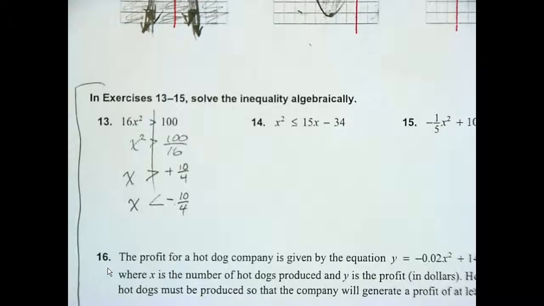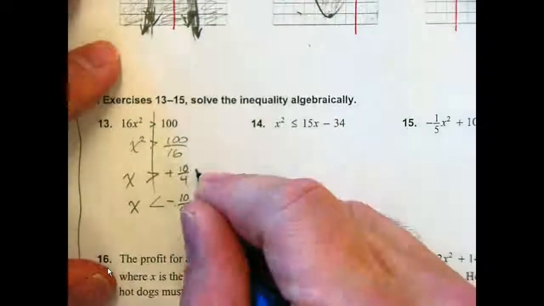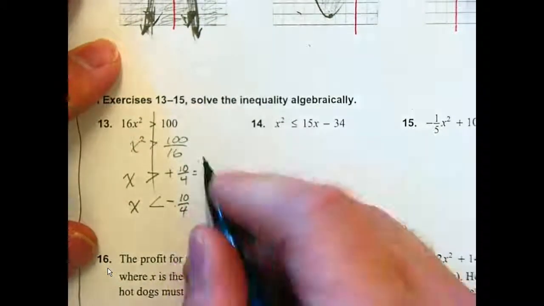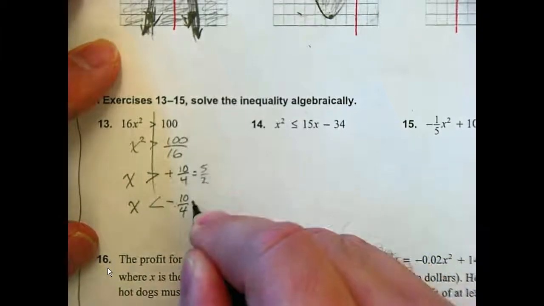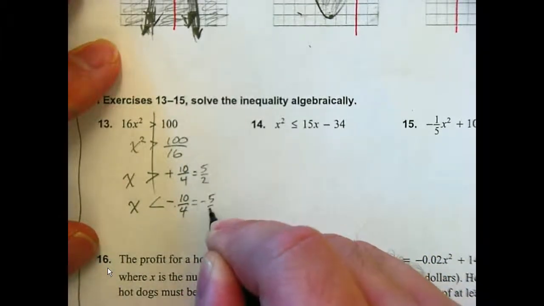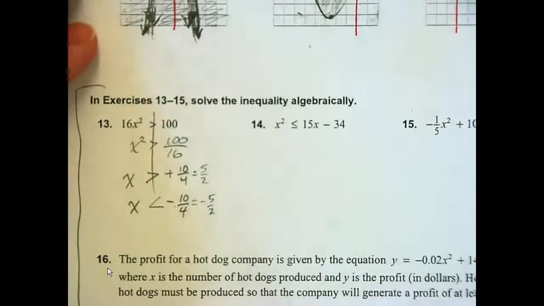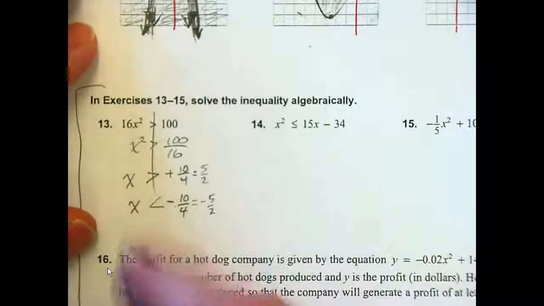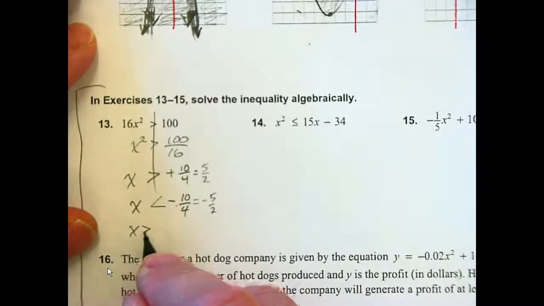I can simplify it further. Is that what you're going to say, Derek? Yeah, you can call this 5 halves. Yeah. For sure. Okay, so, yeah, probably would want to write it as 5 halves and negative 5 halves.